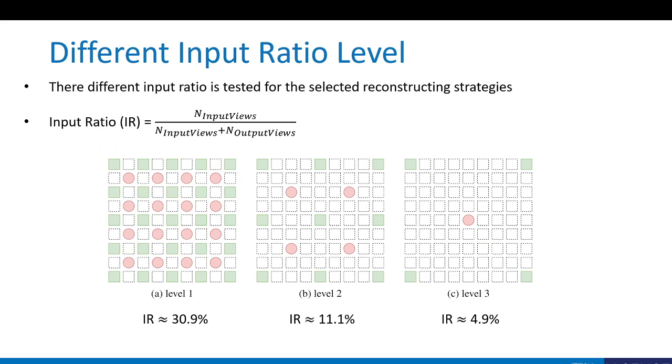To further study the influence of the angular density of the input views, we investigate three-level density as shown in this figure. The distance between two input views is one view in level 1, and there are 3 views and 7 views distance in levels 2 and 3, respectively.